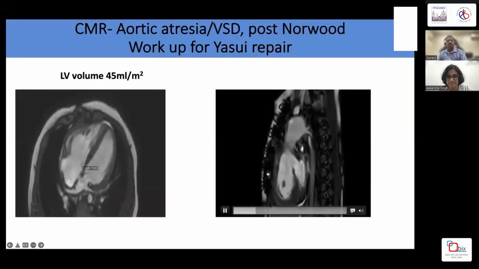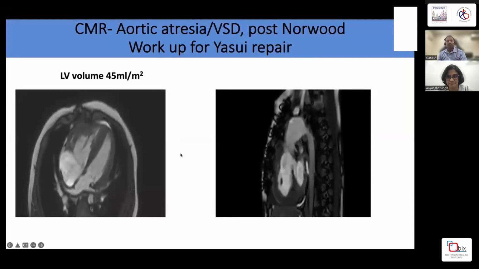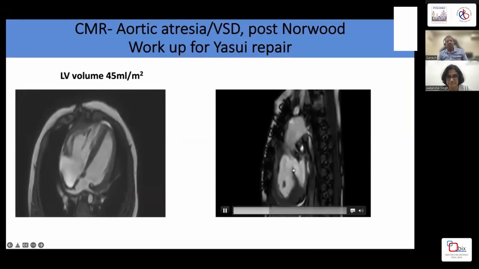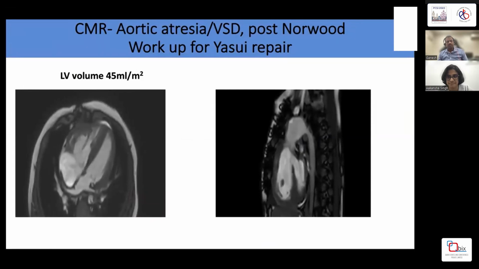This patient had cardiac MRI as a workup before Glenn. The underlying anatomy was aortic atresia and ventricular septal defect, and the patient had Norwood Sano as the first procedure. The MRI was done to assess the LV volume and also to assess the routability for the Senning-type procedure. The LV volume was adequate, and the VSD, as you can see here, was thought to be adequate for routing the left ventricle to the neoaorta. This patient had a successful procedure.